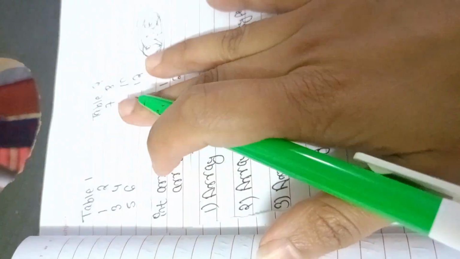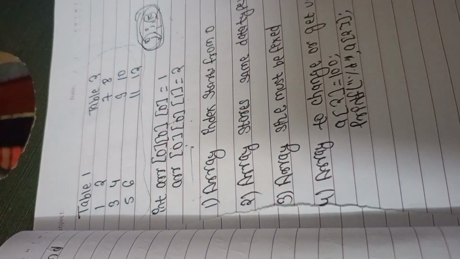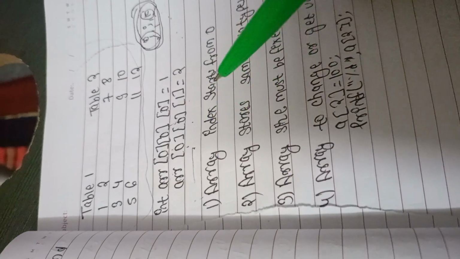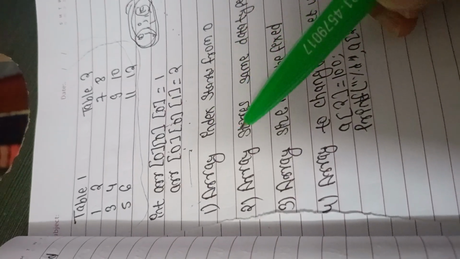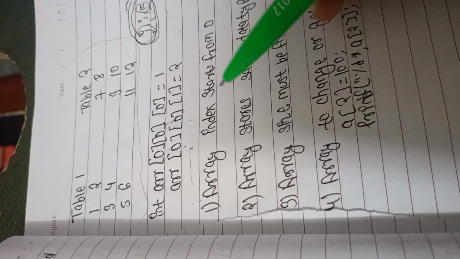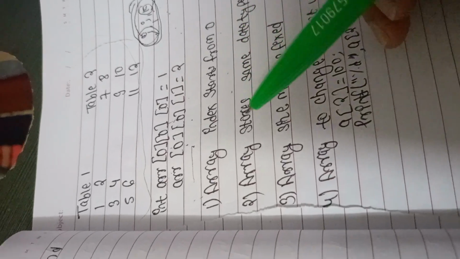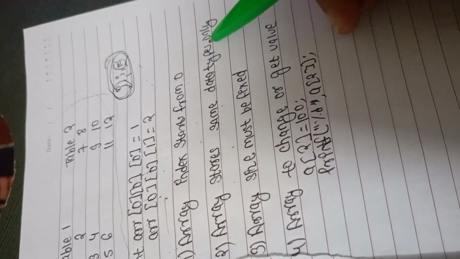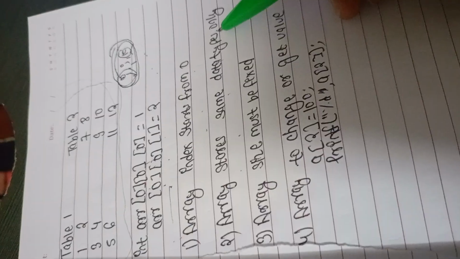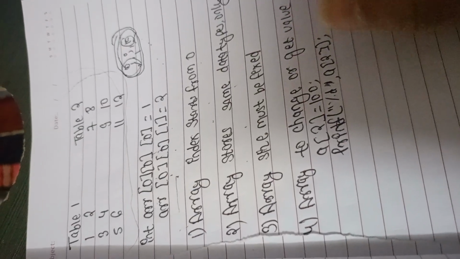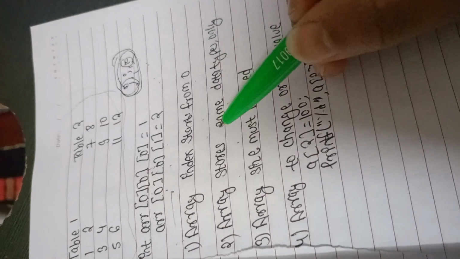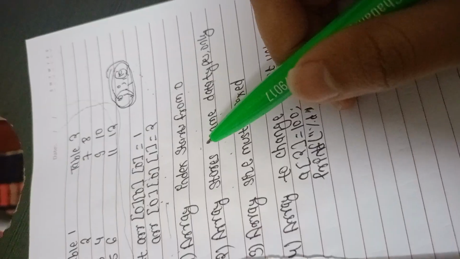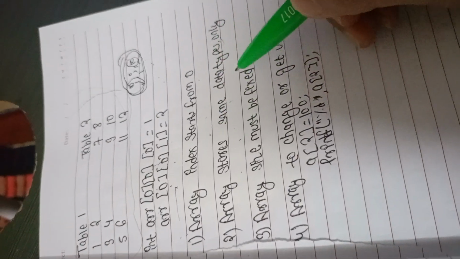So at last we will see the importance of the array. The things we need to remember are that an array always starts from 0, and an array stores the same data type only. It does not store string and float and integer together. It stores one data type at a time, right?